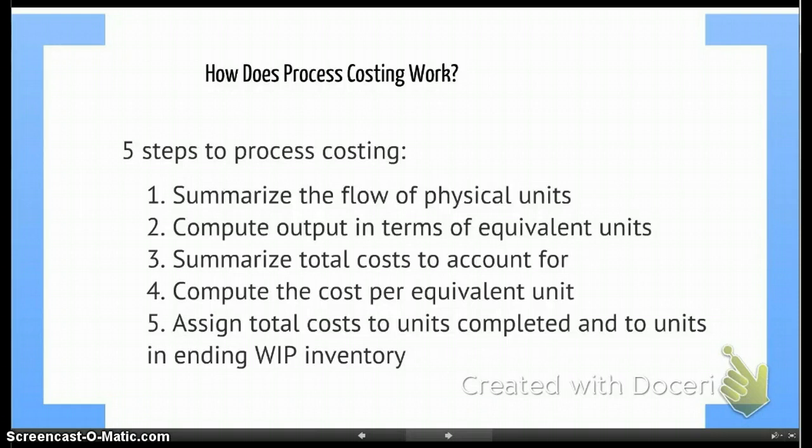We will talk about calculating each of the 5 steps using an example. We're only going to learn how to assign total costs to units completed and to units in work in process inventory in our first process or first department. So you don't have to worry about your chapter from page 274 or 275 onwards, because we're not going to cover that in this section.